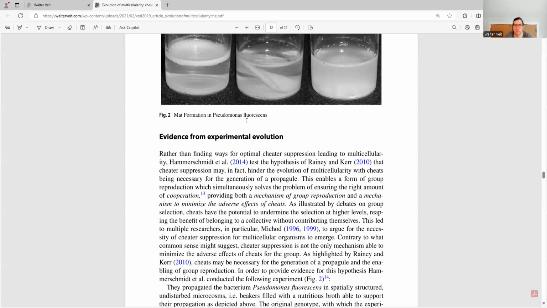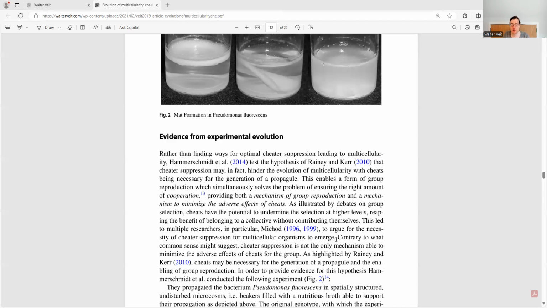As illustrated by the debates on group selection, cheats have the potential to undermine the selection at higher levels, reaping the benefit of belonging to a collective without contributing themselves. This led to multiple researchers, in particular Michod, in a couple of papers as well as a book, to argue for the necessity of cheat suppression for multicellular organisms to emerge. Contrary to what common sense might suggest, cheat suppression is not the only mechanism able to minimize the adverse effects of cheats for the group, however.